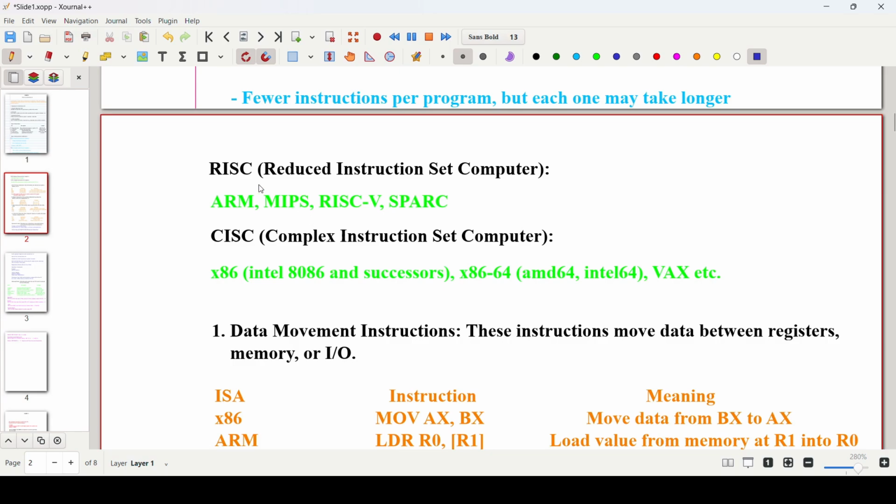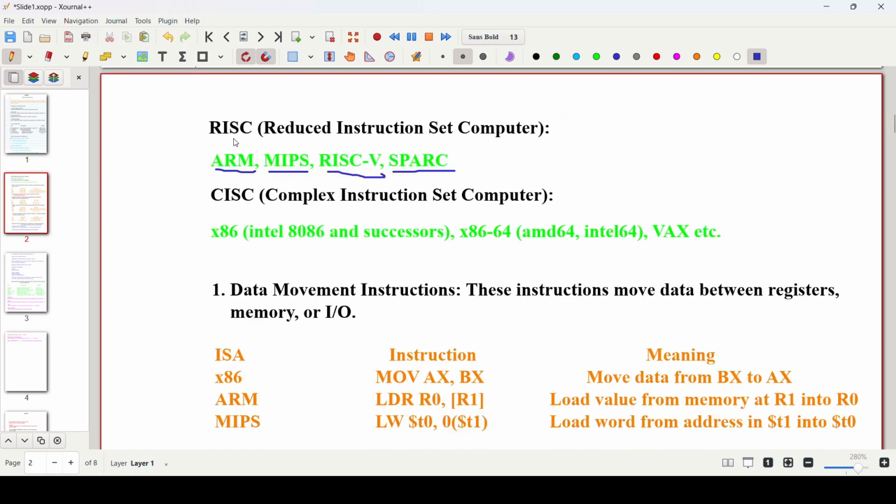Like RISC consists of ARM, MIPS, RISC-V. Actually, it is not V. Most people confuse it with V. Actually, it is RISC 5, right? And it is in SPARC. Here are the examples of the RISC architecture.